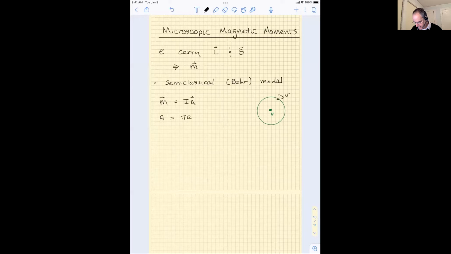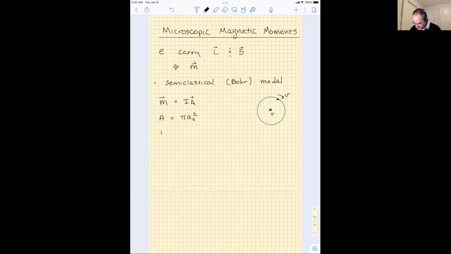The magnetic moment carried by the atom or the electron is equal to I times A, where I is the current carried by the electron as it circulates around in this loop. And A is the area enclosed by the loop. So clearly A is just pi r squared. And of course, the radius is the Bohr radius. So we have pi a naught squared.